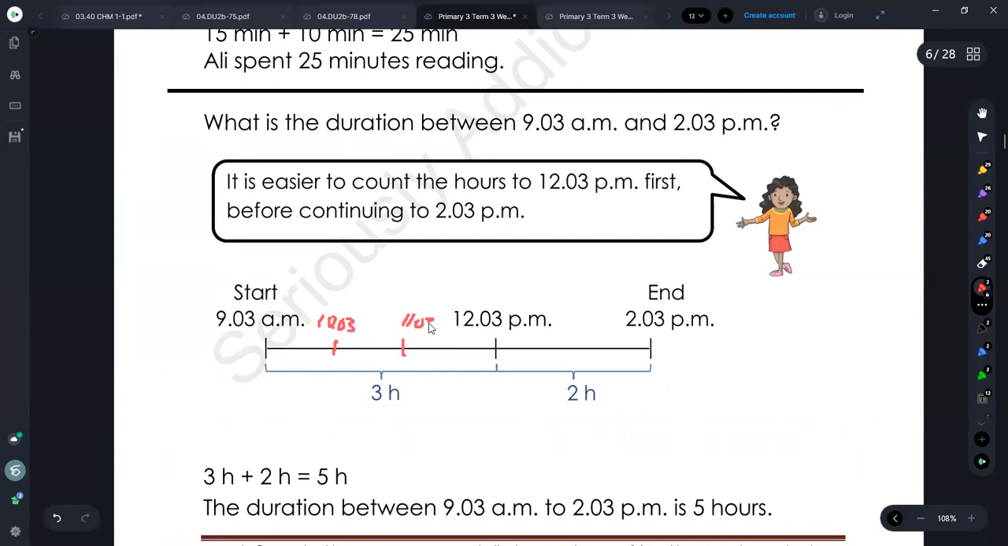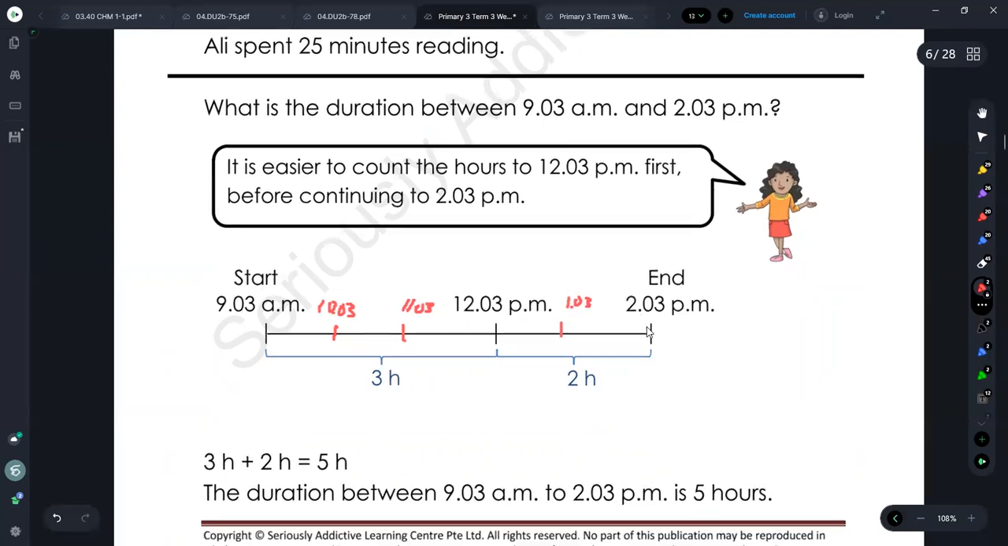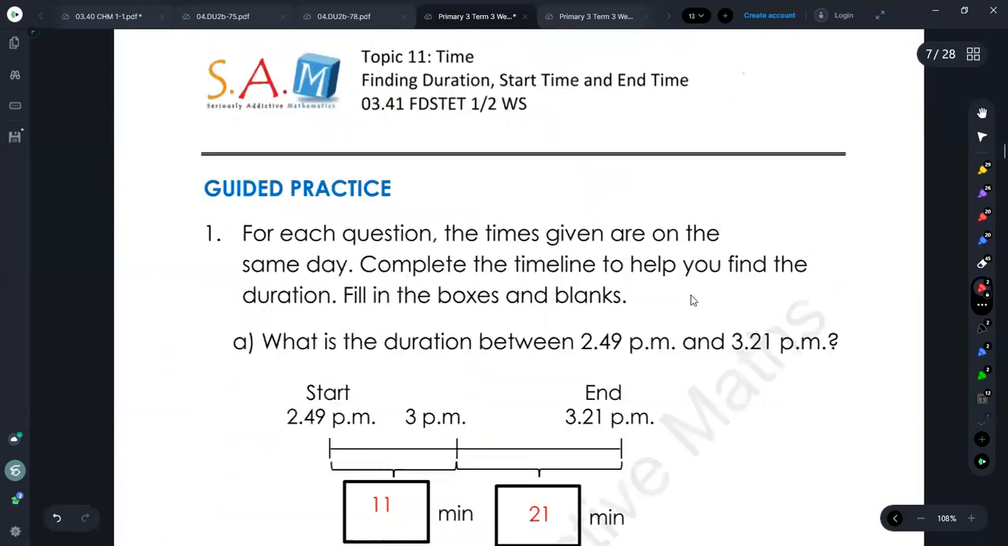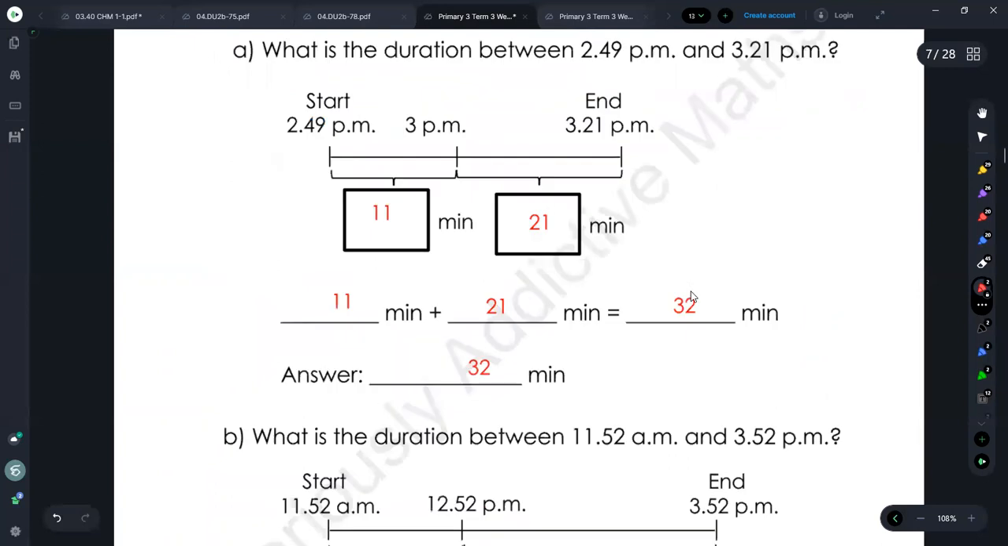It is fine if they do this, if they are not very confident. Right, they may then have to count 1 hour, 2 hours, 3 hours, 4 hours, 5 hours. Okay, so it depends on how advanced they are. Right, but you might want to start introducing this to them. Okay, and then they do the guided practice.